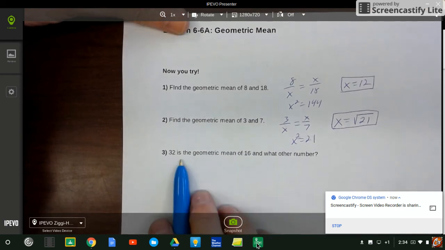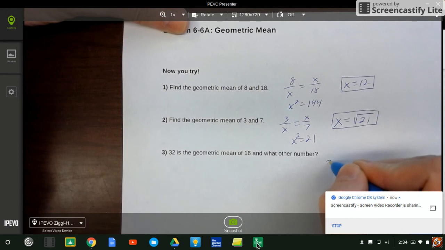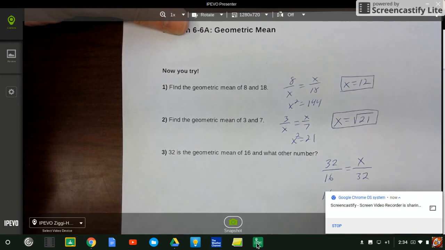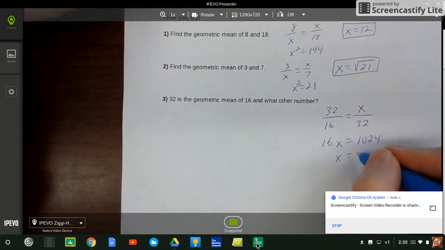Last problem, 32 is the geometric mean of 16 and what? So 32 is my geometric mean, so it goes into two crossing places. 16 is one of the numbers. I don't know the other. So 16x equals, big number here, 1024. I'll divide by 16. And I got that x equals 64.